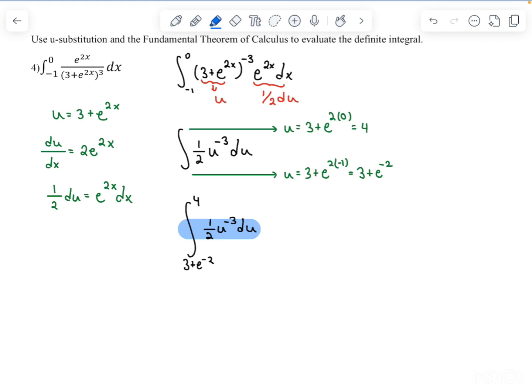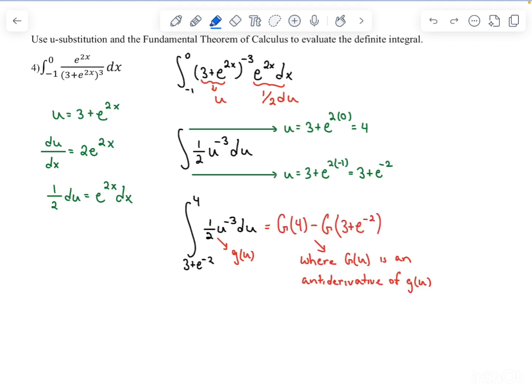We have the definite integral from 3 plus e to the -2 power to 4 of 1/2 u to the -3 power. If we let lowercase g of u equal 1/2 u to the -3 power, then by the fundamental theorem of calculus, this definite integral will equal capital G of 4 minus capital G of 3 plus e to the -2 power, where capital G of u is an antiderivative of lowercase g of u. After applying the power rule, the antiderivative is -1/4 u to the -2 power.